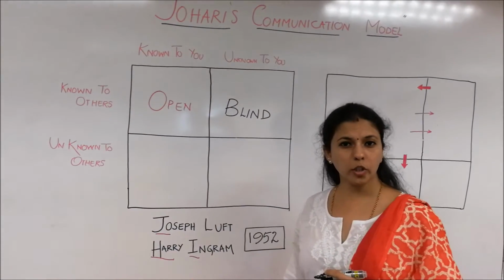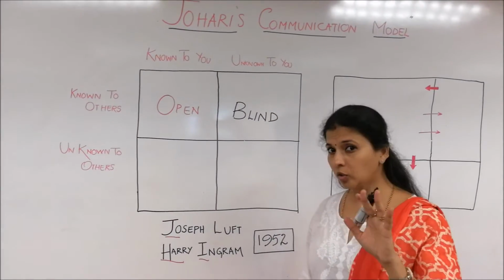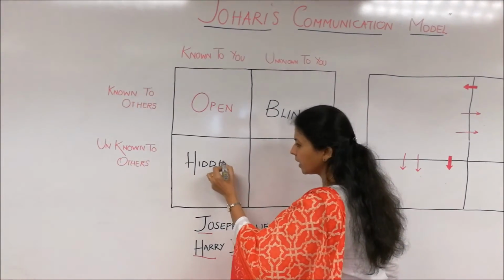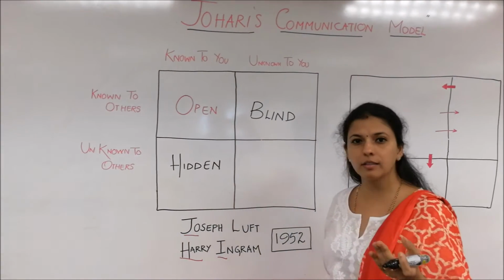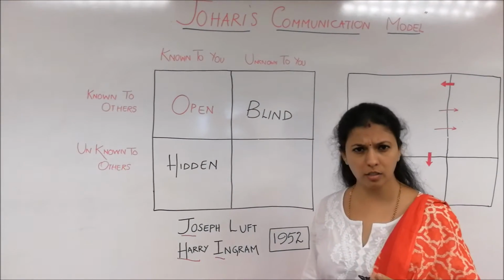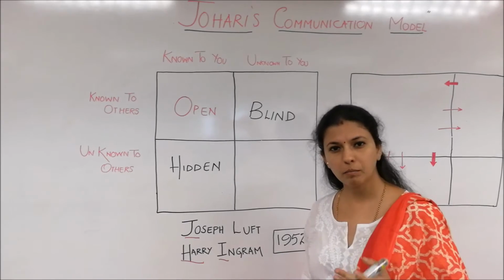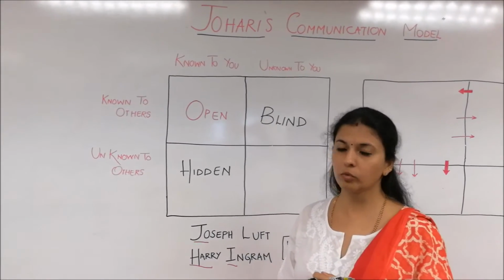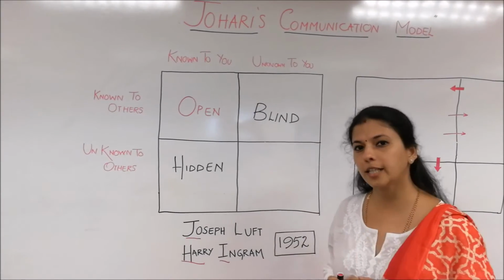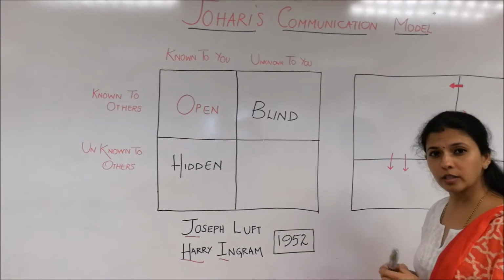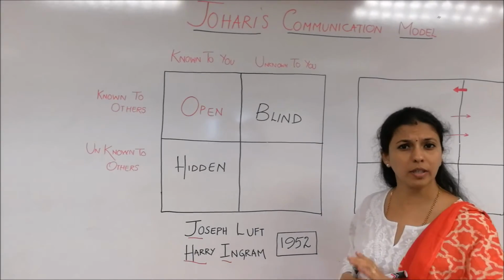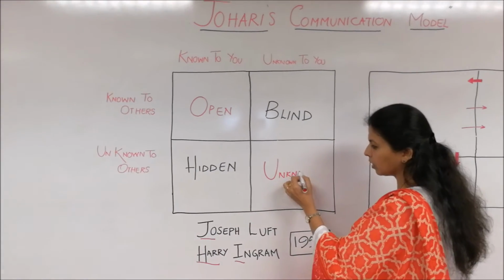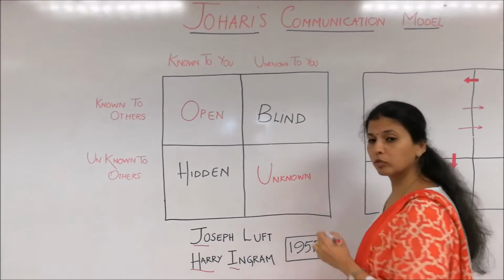The third quadrant, what you are seeing, is known to you but unknown to others. So it is called the hidden area. It is hidden because you do not want to reveal this to others, maybe because of trust issues or various other reasons. But this, you want it to be personal to you. You do not want to share this information with anyone else. And lastly, we have the fourth quadrant, which is unknown to others as well as unknown to you. So the unknown area or the unknown quadrant of the Johari window.